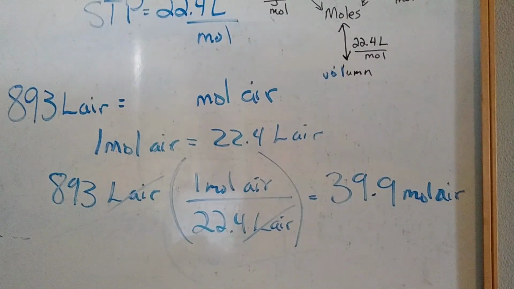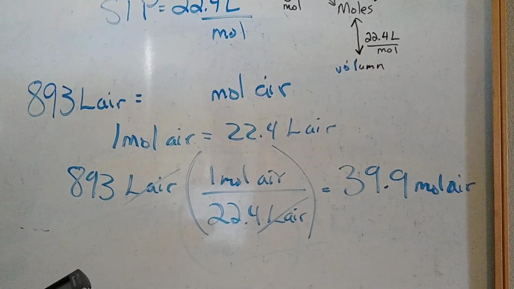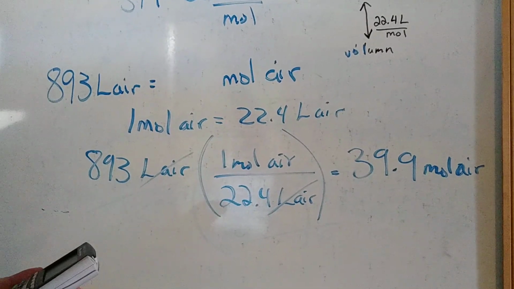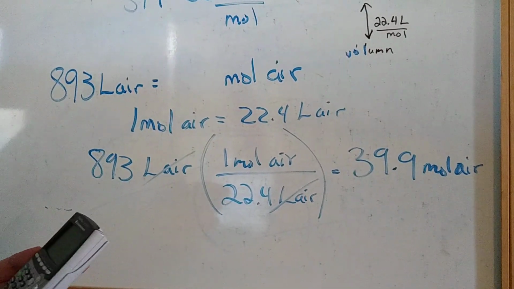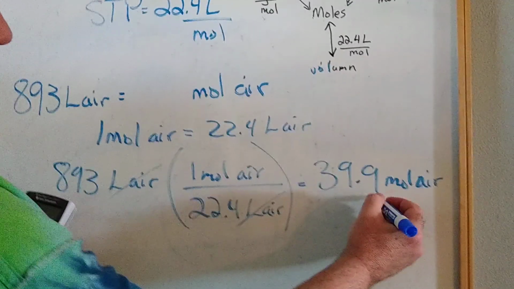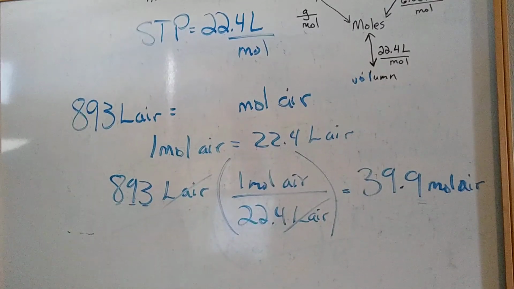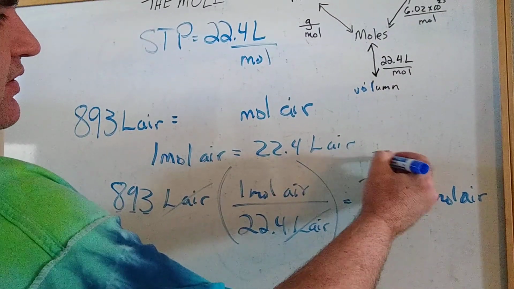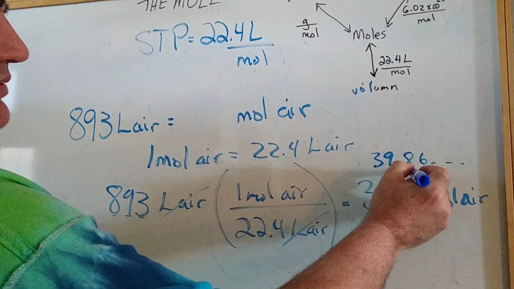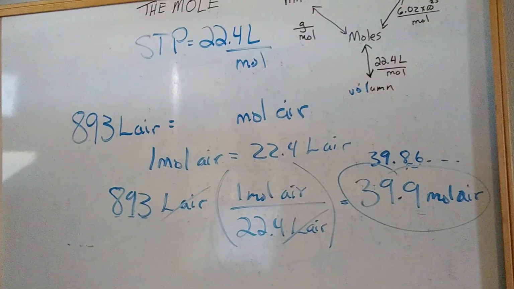So again, if I do this on my calculator, 893 divided by 22.4 gives me 39.86687. So again, why is that a 9 there, folks? You know why that's a 9. We can only have 3 sig figs. This actually was 39.86, etc., etc. The 6 turns that into a 9. This is the right answer. Don't forget those little things.